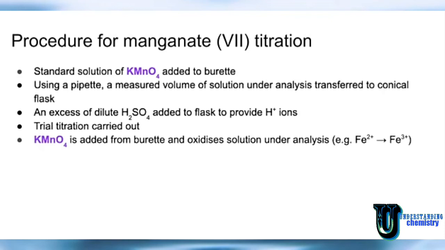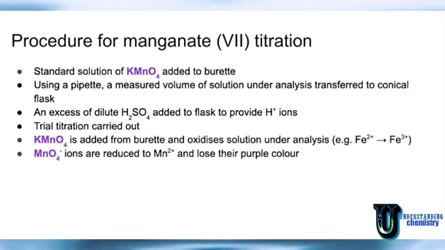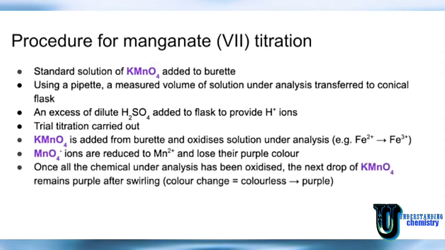So in the case of KMnO4, as that's added from the burette, it oxidizes the solution under analysis. Now that's often Fe2+ going to Fe3+, but not always. As the KMnO4 reacts, the MnO4- ions are reduced to Mn2+ and they lose their purple colour. Once all the chemical under analysis has been oxidized, in other words once all that Fe2+ is gone, the KMnO4 has got nothing left to react with, so the next drop stays purple after swirling. So the colour change would be colourless to purple.